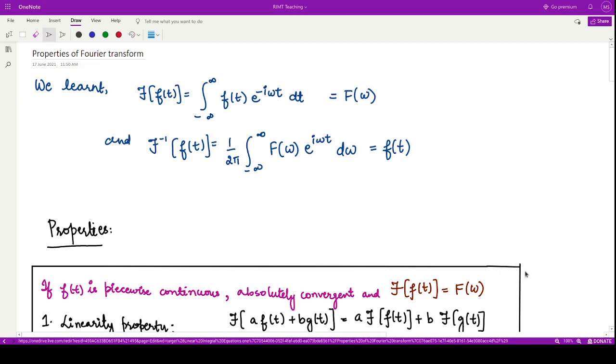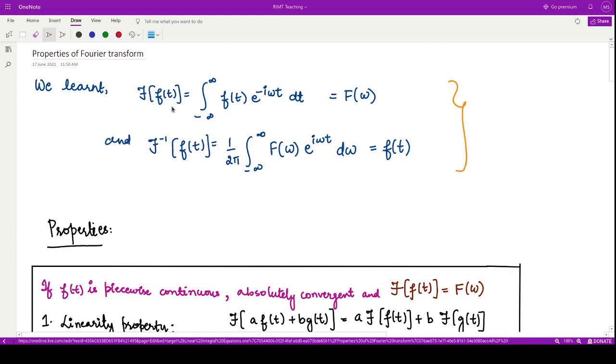In this video, we shall see certain properties of Fourier transform. In the last video, we studied about Fourier transform, how it works, how we can calculate the inverse Fourier transform. So you are already familiar with these formulas.